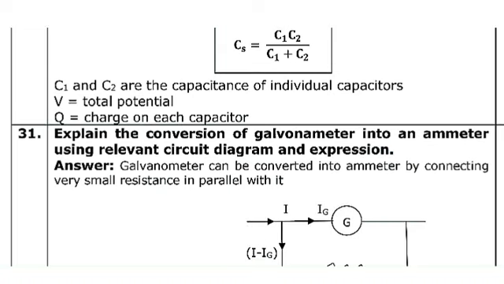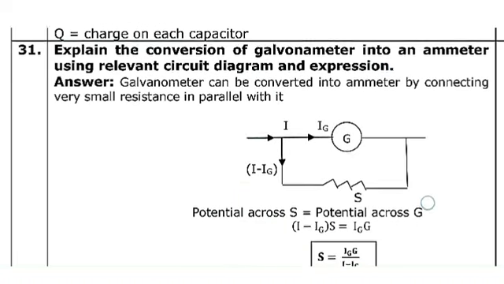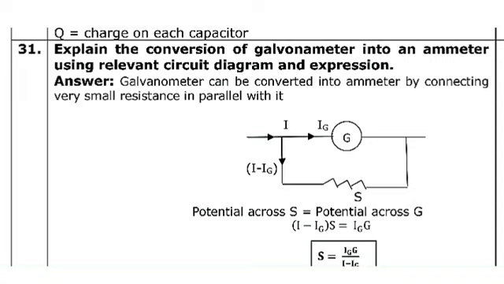Question number 31. Explain the conversion of galvanometer into an ammeter using relevant circuit diagram and expression. Here we have to mainly mention whether it is parallel or series, and give the diagram and the equation. Okay, let us start. Explain the conversion of galvanometer into an ammeter. So a galvanometer can be converted into an ammeter by connecting a very small resistance in parallel with it. That is, we can observe in the diagram.